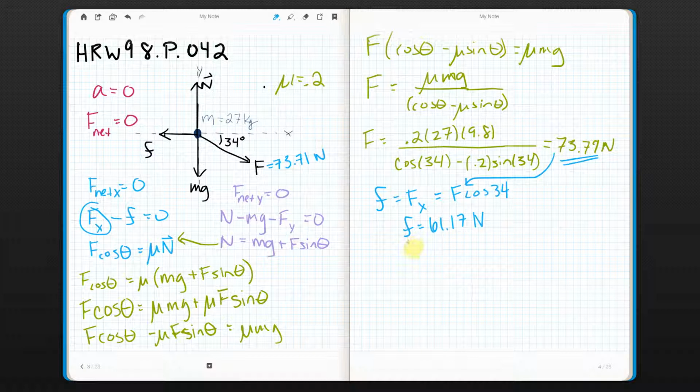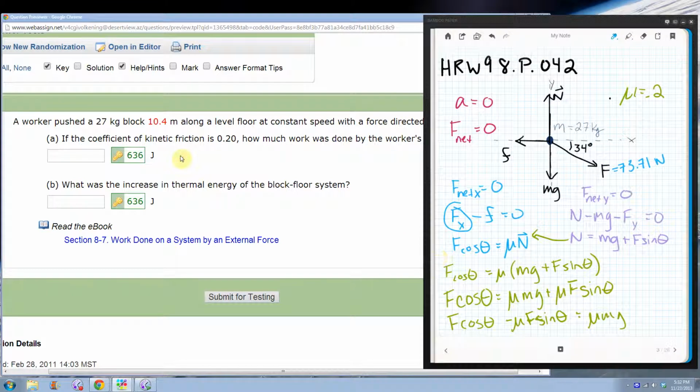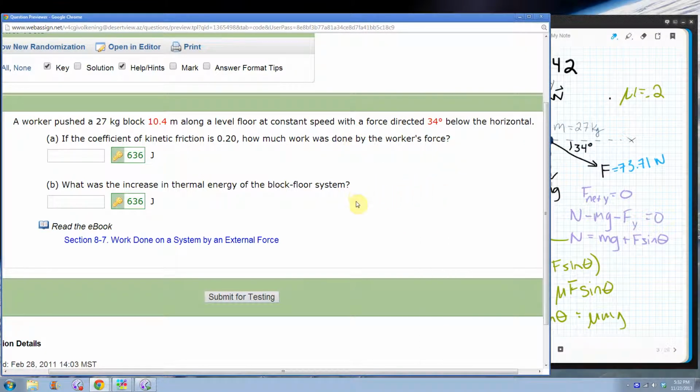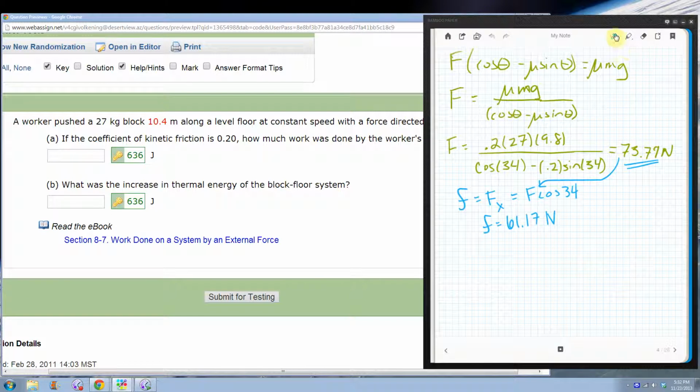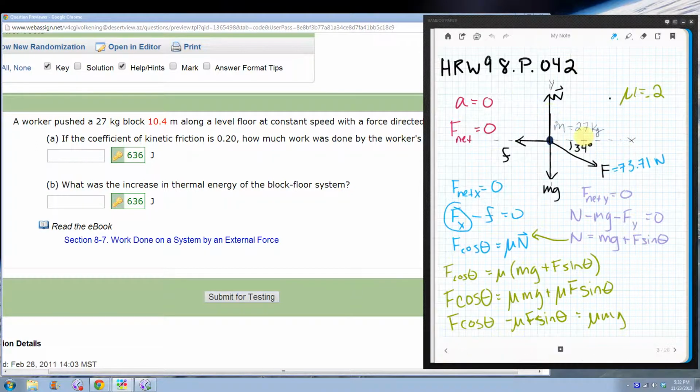All right. If I want to know how much work was done by the worker's force, the work done by the worker's force is the portion of his force that was in the same direction as the way the box was moving times the distance it went. It was moving horizontally. So I need the x component of F times the distance it went. It went 10.4 meters.